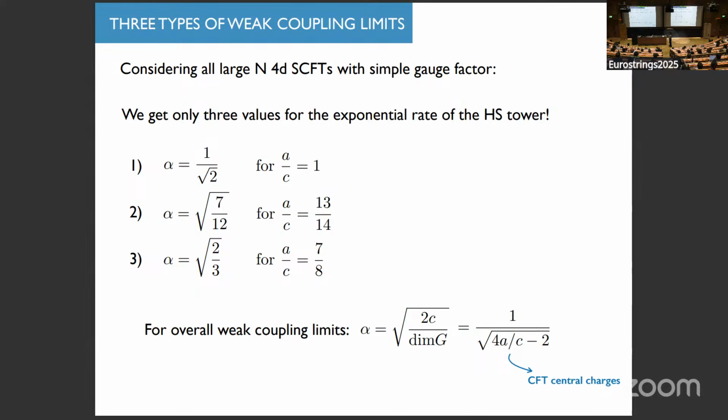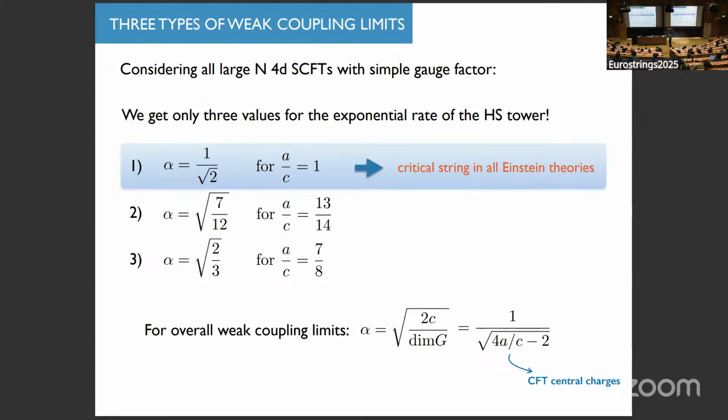The first one is precisely the holographic CFTs, where a is equal to c. So this will be dual to Einstein theories. And this is indeed the value that we have in N=4 super Yang-Mills, which corresponds to the critical type IIB string. So the first class is just, this higher spin tower will just correspond to oscillator modes of the critical string in all these Einstein theories. In other words, all Einstein theories that have a = c have the same higher spin tower, which is just the critical string.